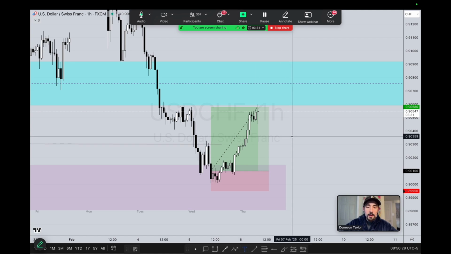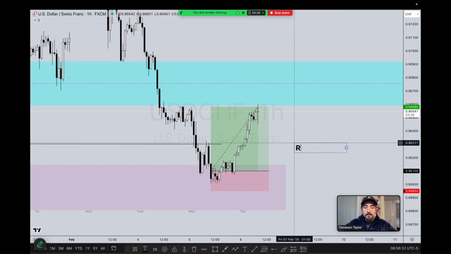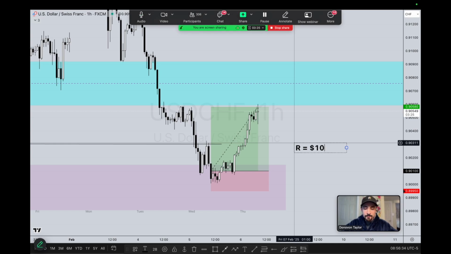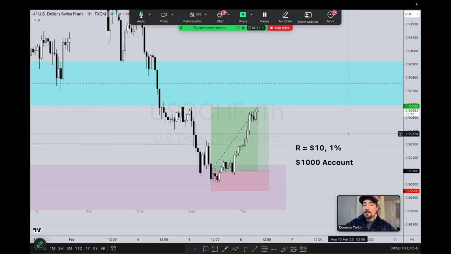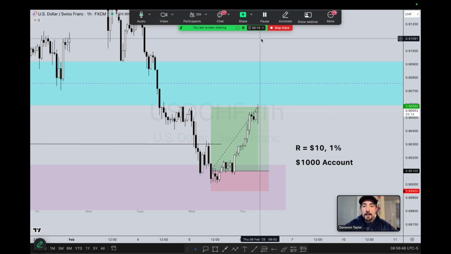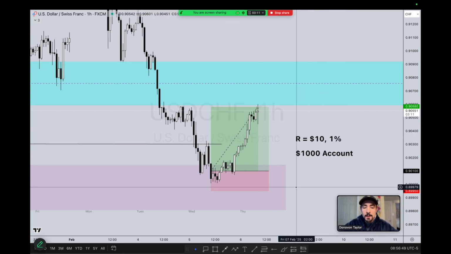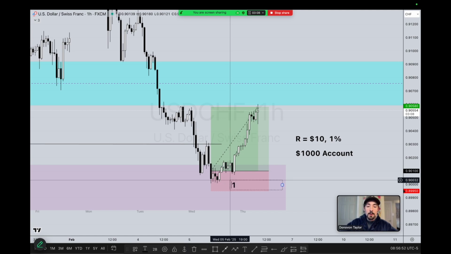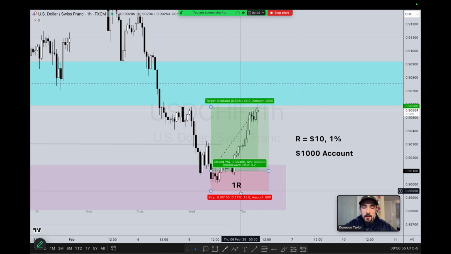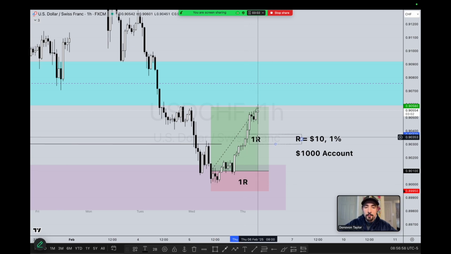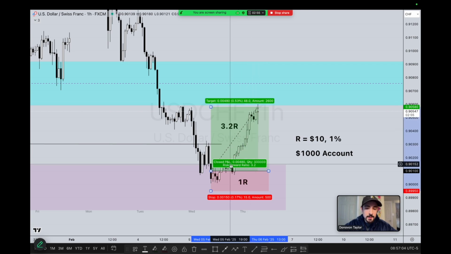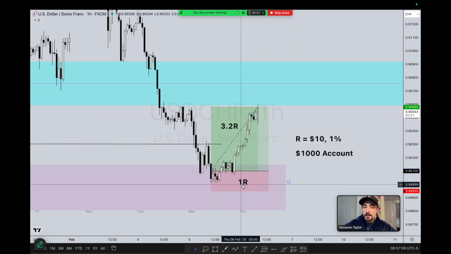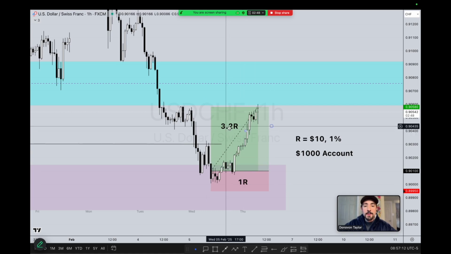For our risk parameters, what do we have? We had R equals $10 or 1%, and we're trading with a $1,000 account. Just as an example, this could be more. Maybe for your account, you decide to risk a little bit more, maybe 2%, 3%. Everybody's R is going to look slightly different. But the cool thing about this is, we call it 1R, let R represent whatever your risk is. You're risking 1R to make 3.2R on this trade. You can see the risk to reward ratio is 3.2. If I risked $10 on this trade, I made $32 on this trade.